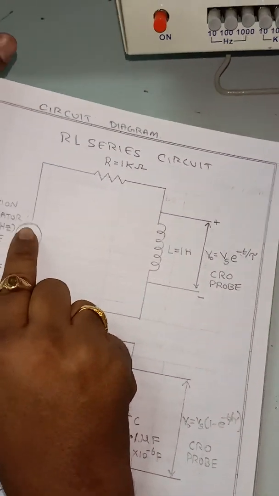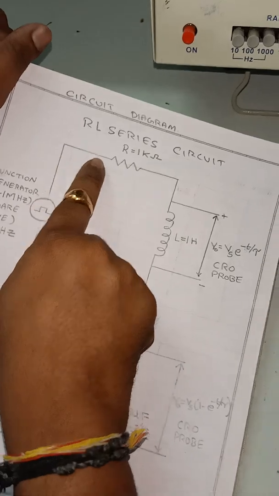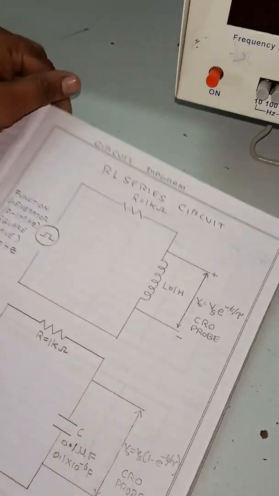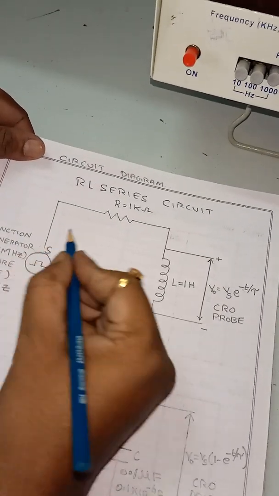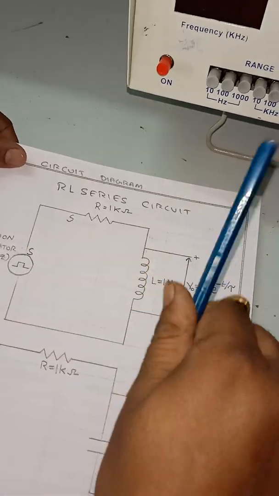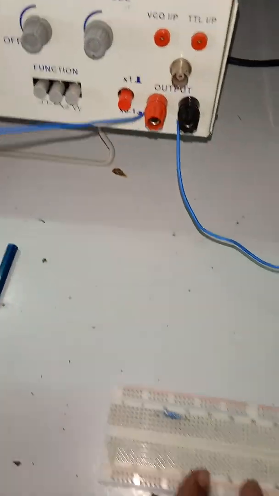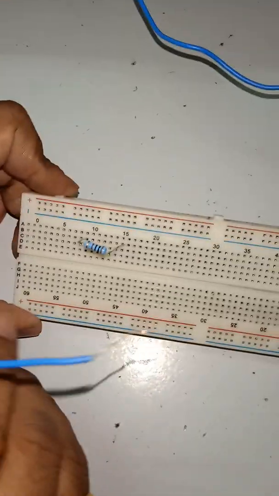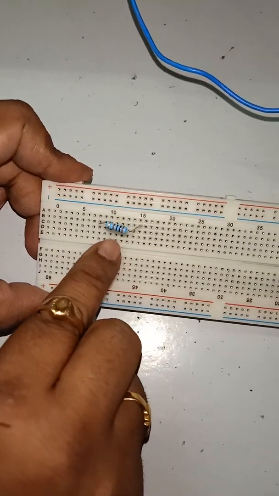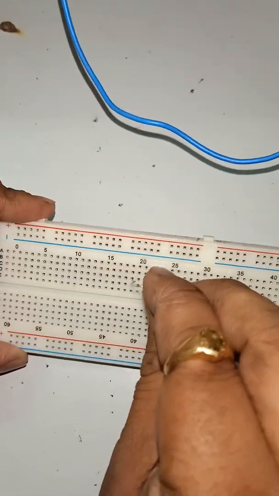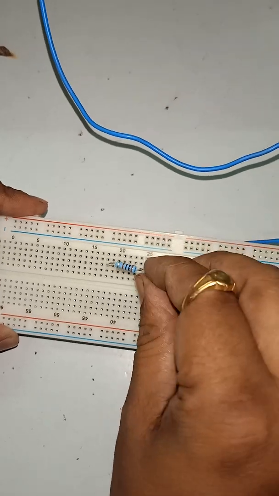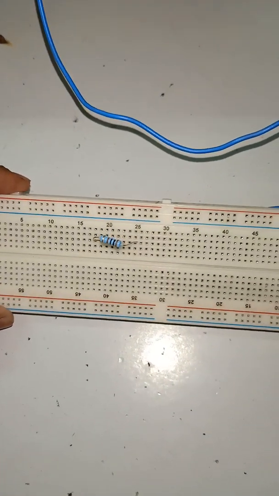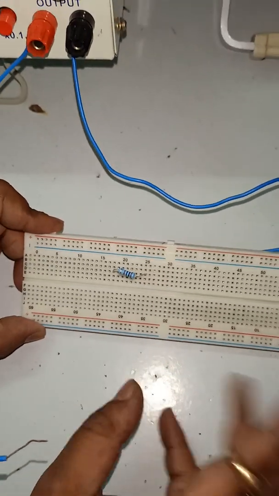As you can see in our circuit, the starting terminal of the function generator is connected to the starting terminal of the resistor. So this is my connecting wire. On the breadboard, this is the resistor. You can place it anywhere on the breadboard, it is up to your interest. Wherever you wish, you can connect the resistor on the breadboard.